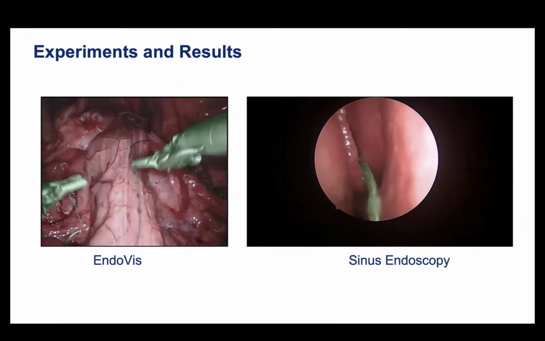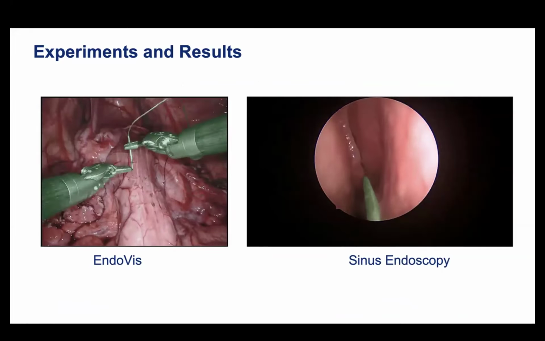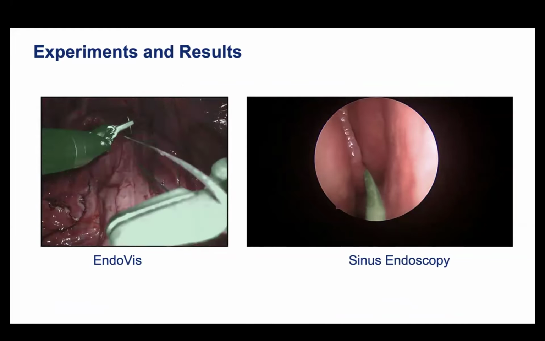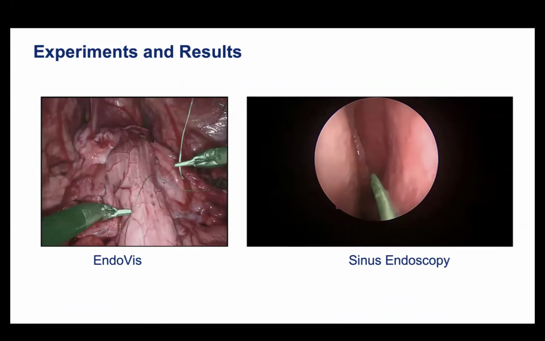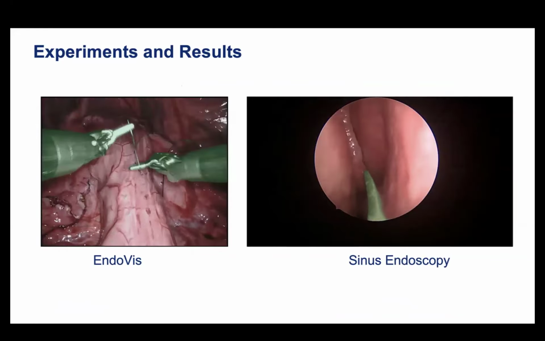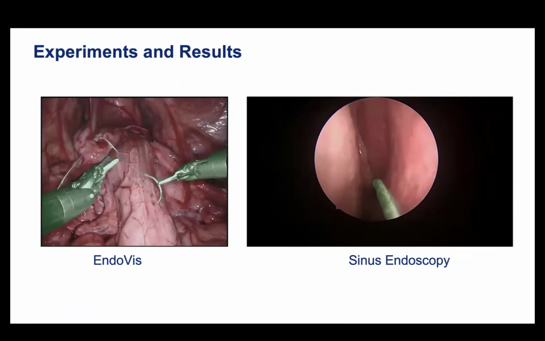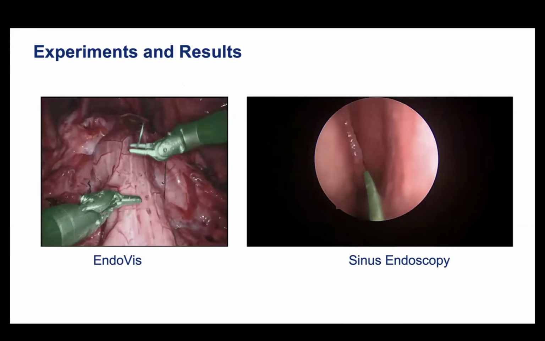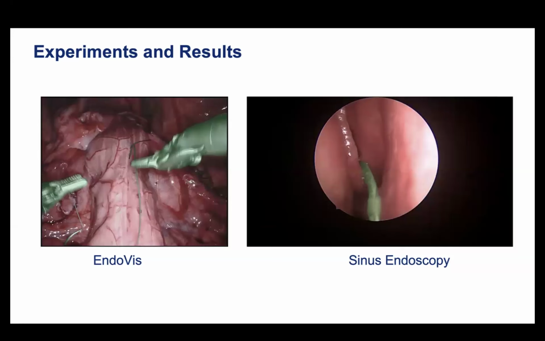For example, here we have an example from the EndoVis dataset where the tools are segmented using this combination. And also we have another endoscopic sequence coming from sinus endoscopy from an internal dataset. But also the same model with fine-tuning can also segment the tool.